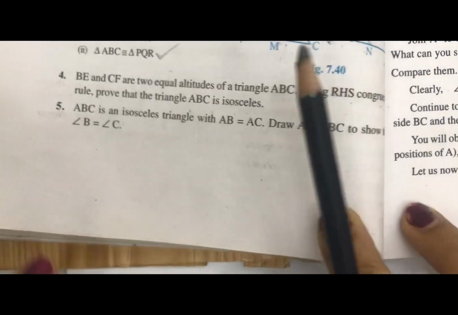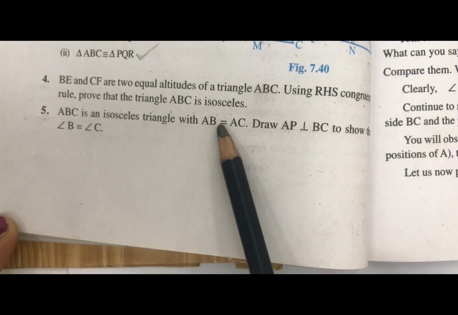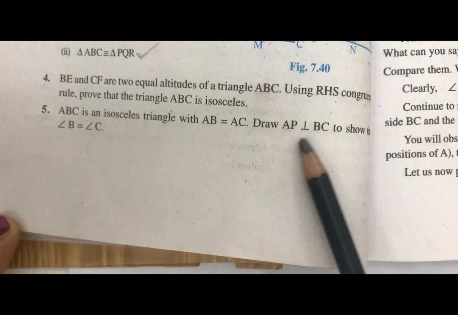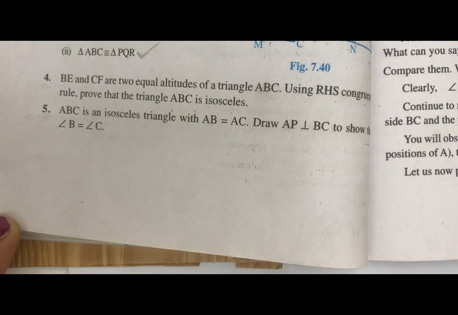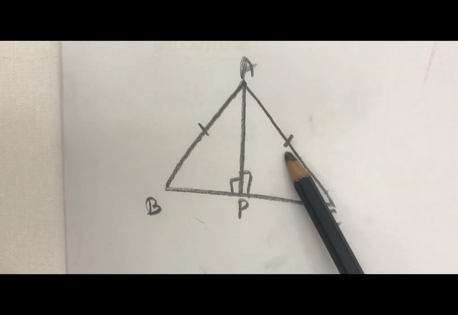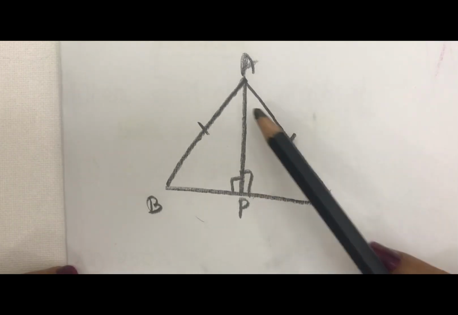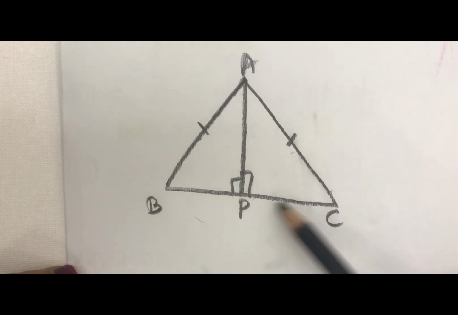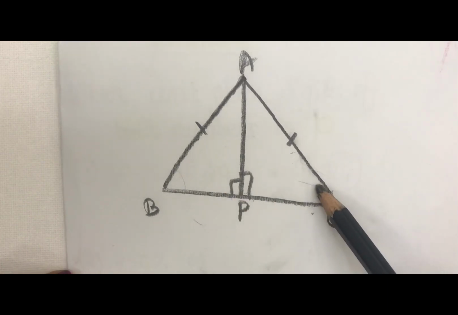Our last question is: ABC is an isosceles triangle with AB equal to AC. Draw AP perpendicular to BC to show that angle B is equal to angle C. So ABC is an isosceles triangle with AB equal to AC, and we draw AP perpendicular to BC, to show angle B equal to angle C.